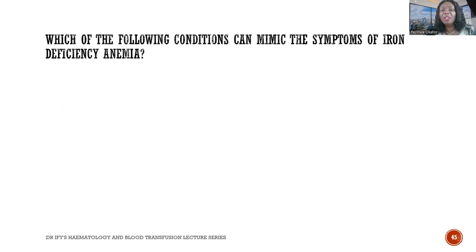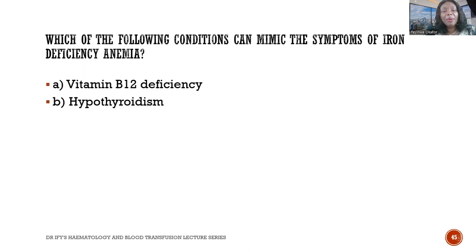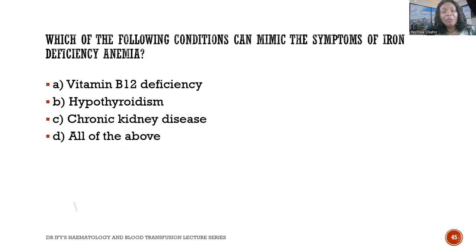Which of the following conditions can mimic the symptoms of iron deficiency anemia? Vitamin B12 deficiency, hypothyroidism, chronic kidney disease, all of the above. Answer D, all of the above.